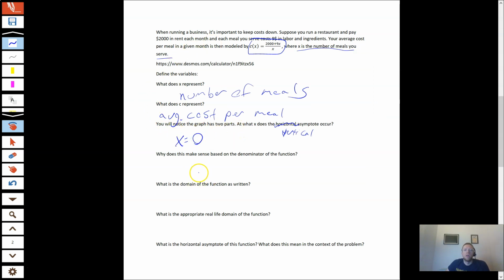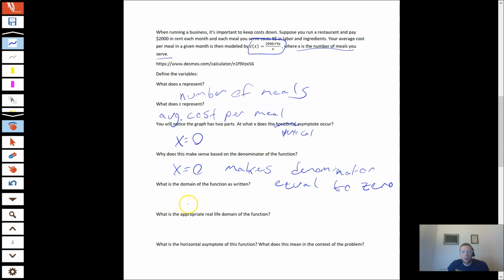Okay. And then why does this make sense based on the denominator of the function? Well, the denominator is just plain old x. So x equals 0 makes our denominator 0. So that's all I was asking there, not a trick question. Makes the denominator equal to 0. So it's not part of the domain. Okay. The domain of the function as written.